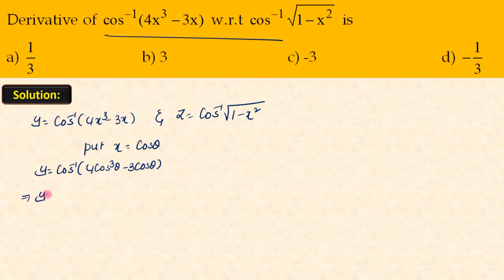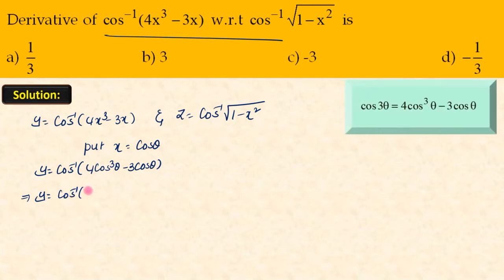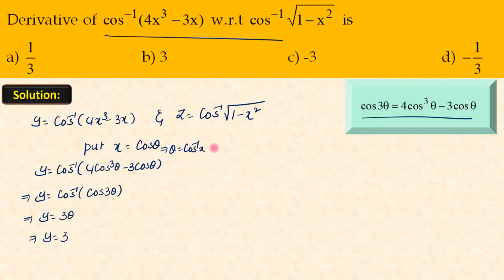This implies y is equals to cos inverse of, we know that cos 3 theta is equals to 4 cos cube theta minus 3 cos theta. So here cos 3 theta. This implies y is equals to, here cos inverse gets cancelled. We get 3 theta. This implies y is equals to 3 into theta, and theta is equals to cos inverse x. This implies cos inverse x is equals to y by 3.